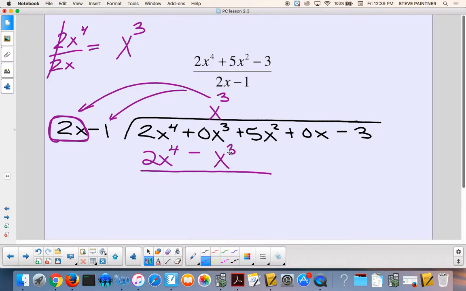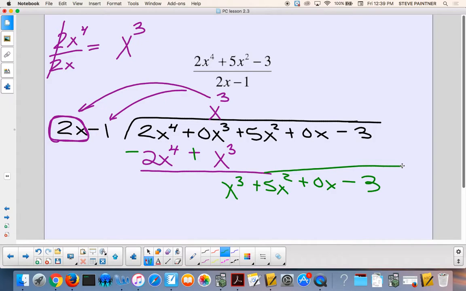This is the only good part of this problem right here. You'll see why. Subtract, and when you subtract, change the signs. Negative, positive, and this goes away. This makes x cubed. Bring down everything else: 5x squared plus 0x minus 3, I guess. Okay?